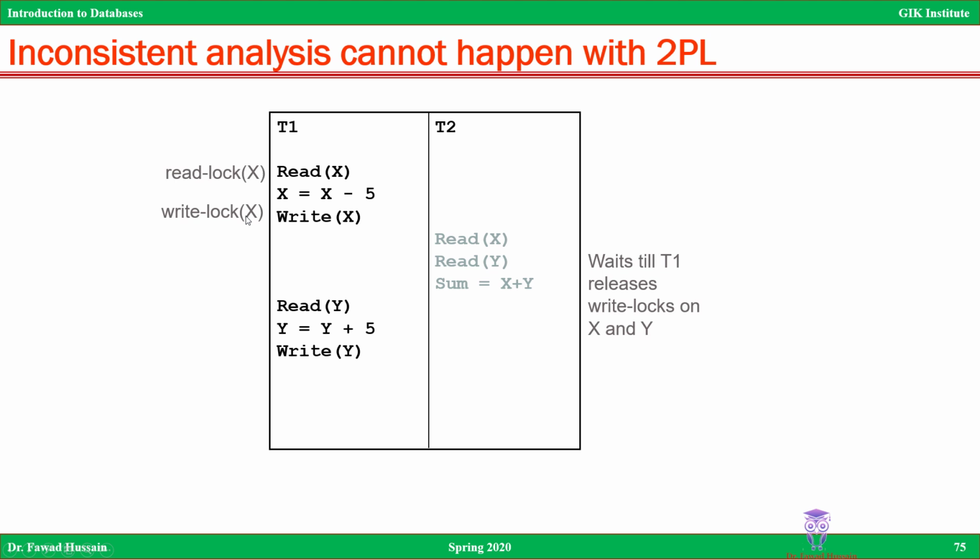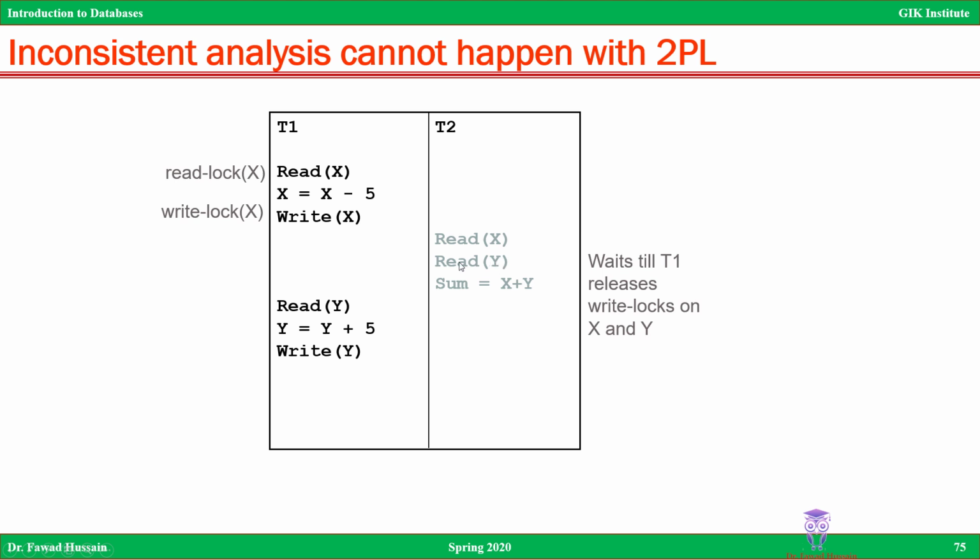Once you have the write lock on X, you cannot have a read lock, because only read and read is permissible. Read and write, write and read, write and write, these three are not permissible. So once this is in an exclusive lock with T1, you cannot have this, and this lock will continue until a commit or a rollback. So it waits till T1 releases write locks on both X and Y.